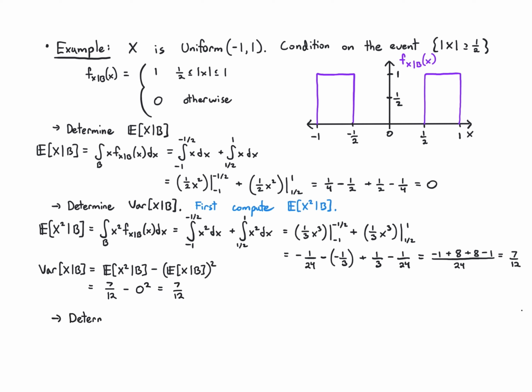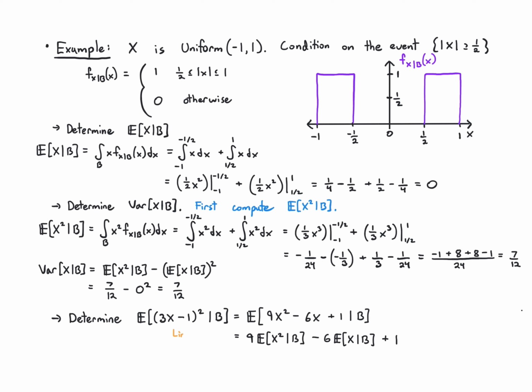As a last thing, I'm going to use the linearity of expectation here to work out this formula. So here's another function I'm interested in. I could get it by directly computing the integral over B of (3x minus 1) squared, but another way to get this is to open up the square. Notice I have 9x squared minus 6x plus 1 given B. And so linearity of expectation lets me split this up into 3 terms. So 9 times the conditional expectation of x squared minus 6 times the conditional expectation of x plus 1. So that's linearity of expectation.